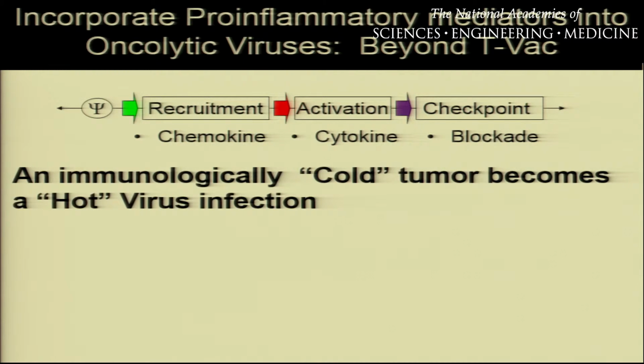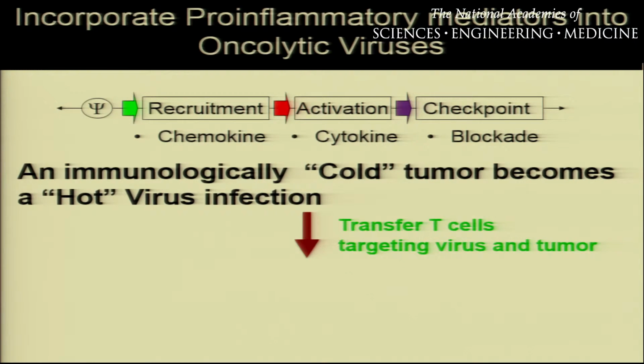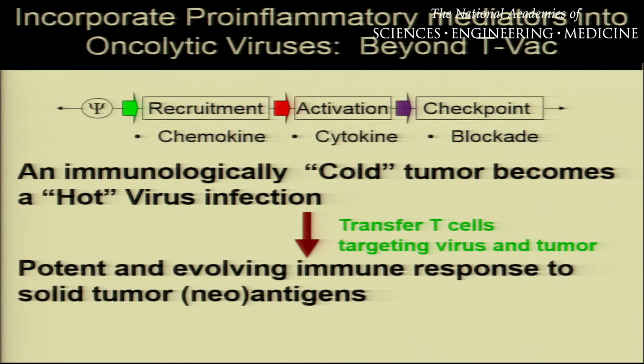In this way, you turn a cold tumor, an inhibitory tumor, into something that looks to the patient like a hot virus infection. You transfer your T cells that target the virus in the tumor, and you develop a potent and, crucially, an evolving immune response to solid tumor antigens.